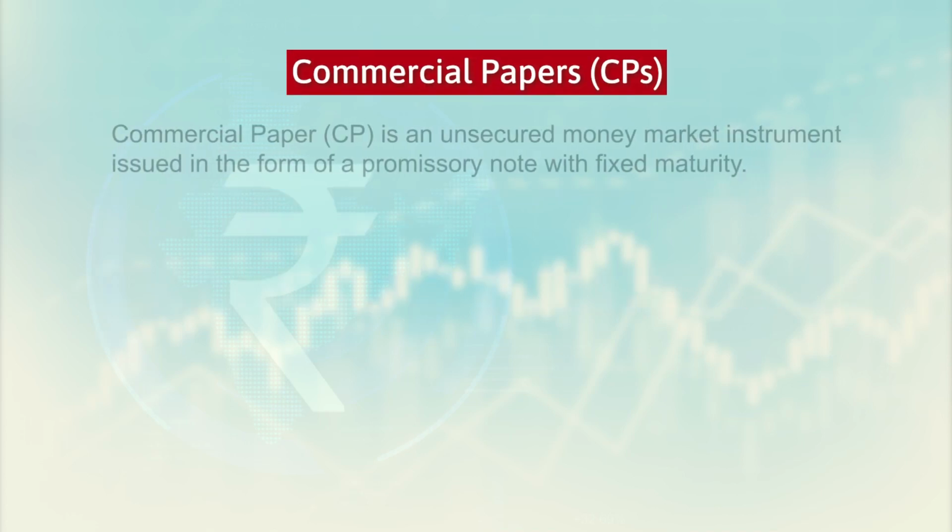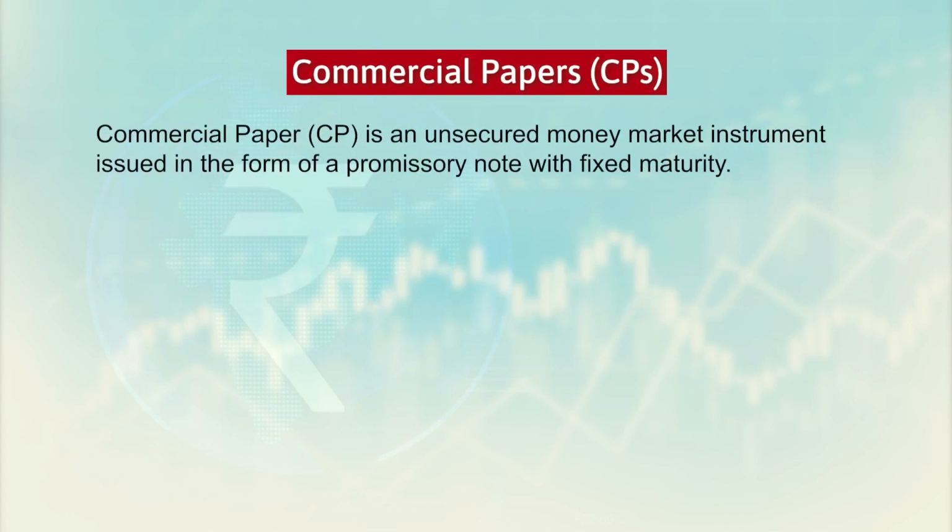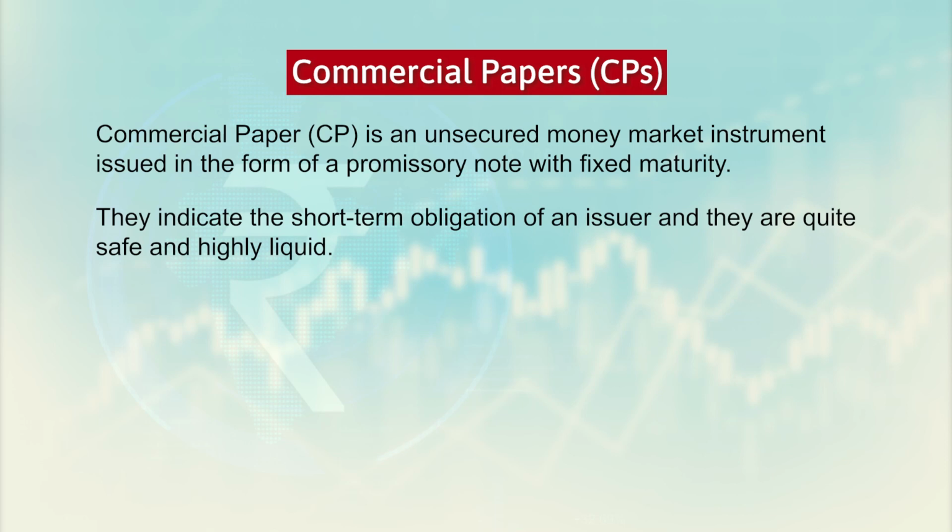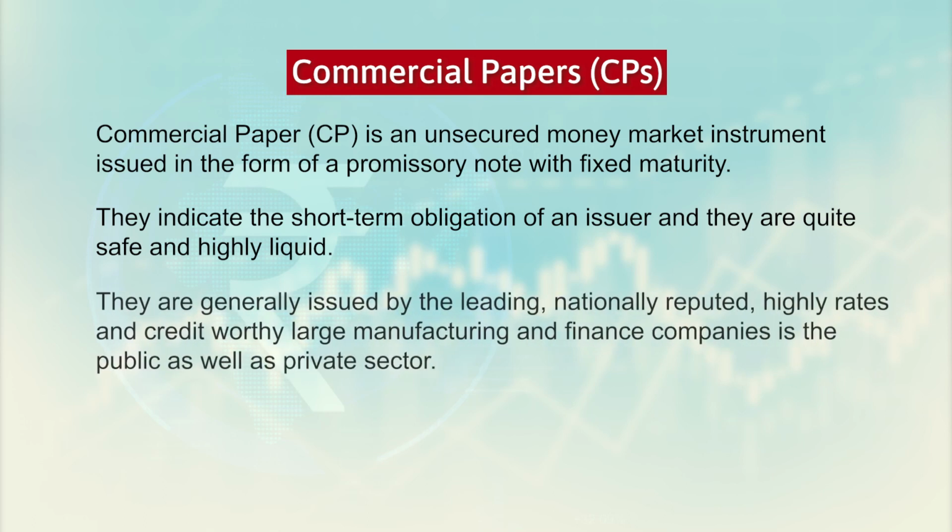The commercial paper is an unsecured money market instrument issued in the form of a promissory note with fixed maturity. They indicate the short-term obligation of an issuer, and they are quite safe and highly liquid. They are generally issued by leading, nationally reputed, highly rated and creditworthy large manufacturing and finance companies in the public as well as in the private sector.